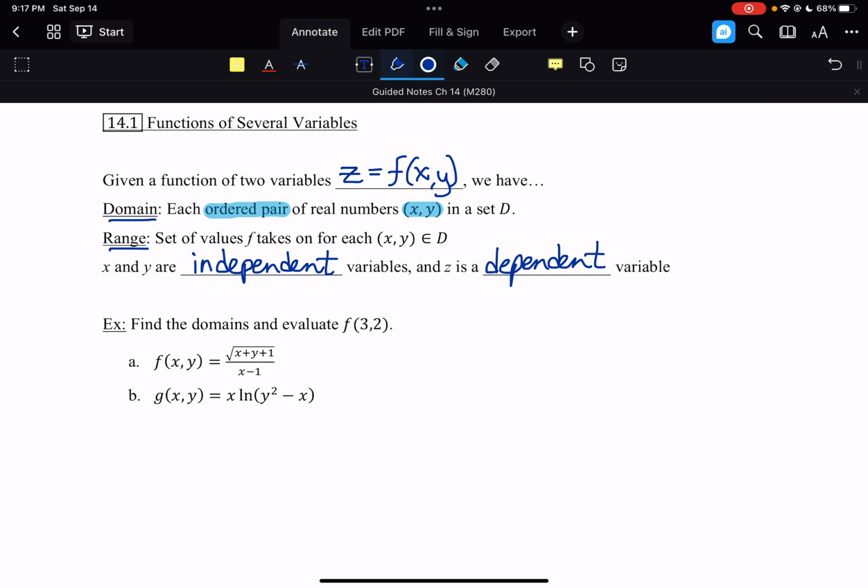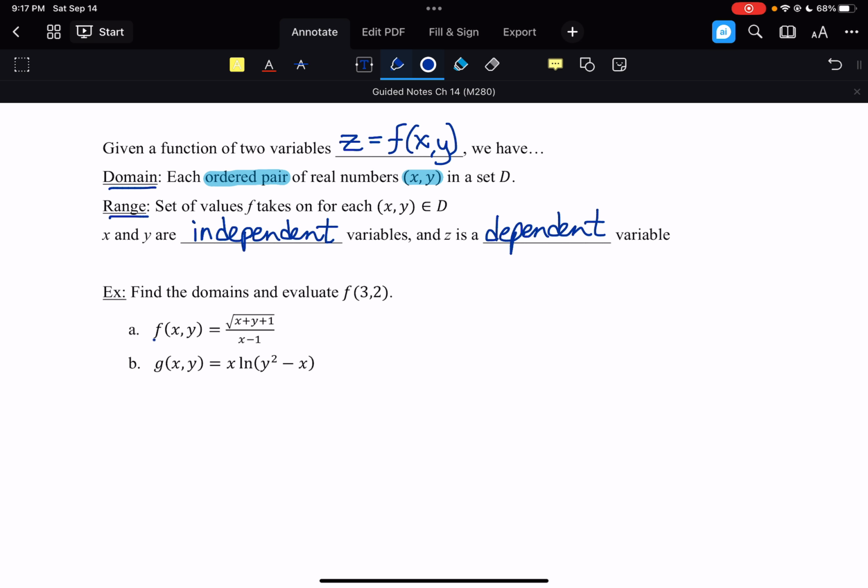So a couple examples of some functions down here. For part A, we have this function, f of x, y is the square root of x plus y plus 1 over x minus 1. When we're looking for the domain of a function, this process remains unchanged from, say, algebra. To find the values in the domain, we want to try to find values that are restricted, that cannot be in the domain, and then we get to say basically that the domain is everything except those.